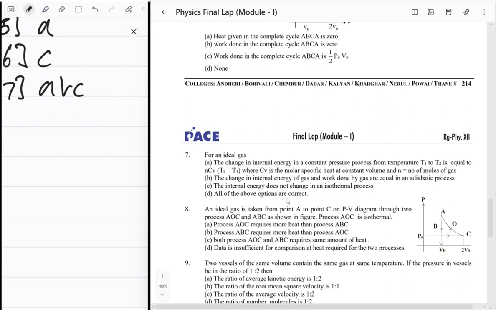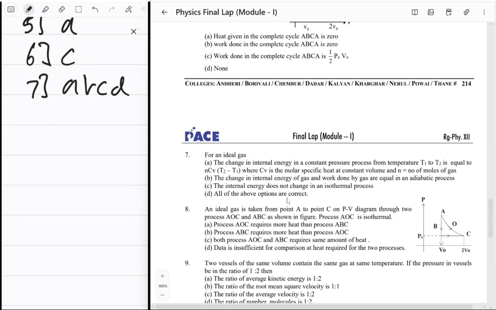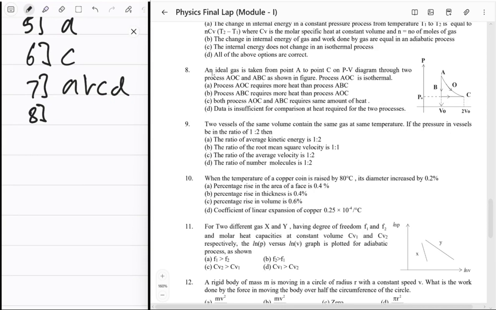so D, I think so. And next: an ideal gas is taken from point A to C on a PV diagram through two processes AOC and ABC. So AOC is what? Okay, A to C is going, fine. This AOC is isothermal, but shouldn't it be like A. Okay, sorry, AOC, of course, right? AOC is isothermal, and what is the other process? And ABC, so you did it like that, fine. Process AOC requires more heat than process ABC.